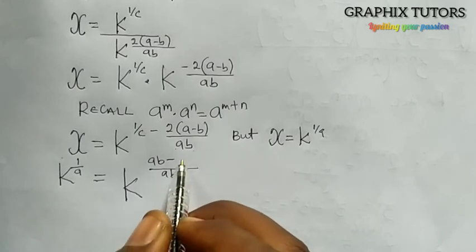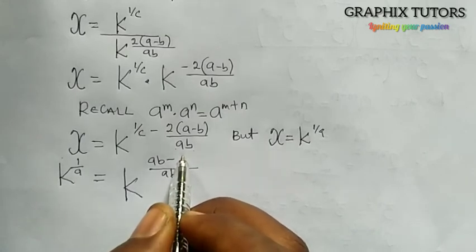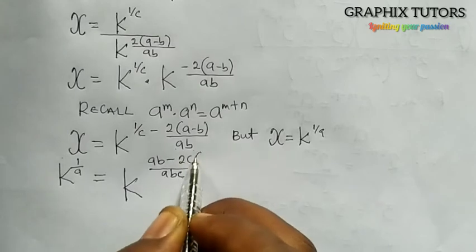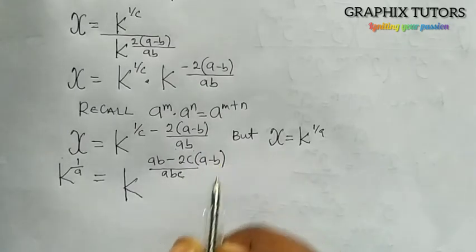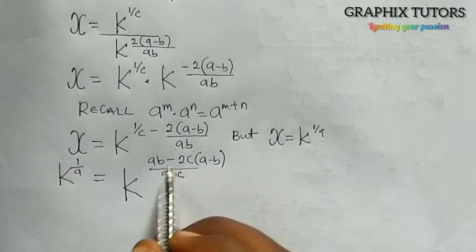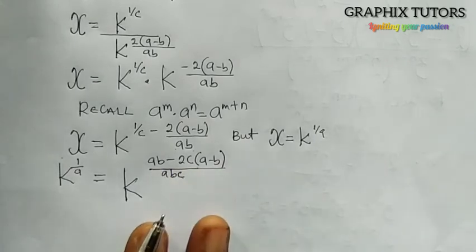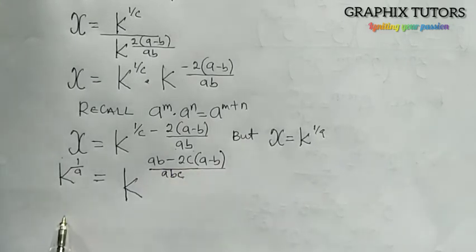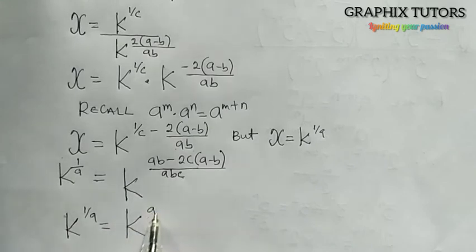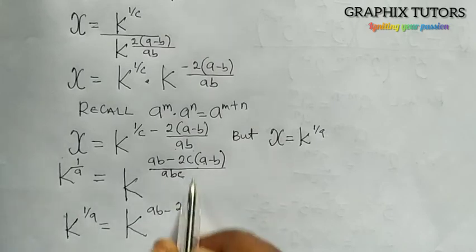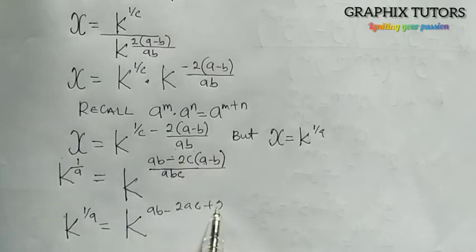It remains C. So we have 2. Put my C close to it. Bracket what? A minus B. Because C times this will give you this. Now from here I'm still having my k to the power of 1 over a equals to this k. Now we have AB minus 2C times A will give you 2AC, minus times minus will give you plus 2BC, all over what?